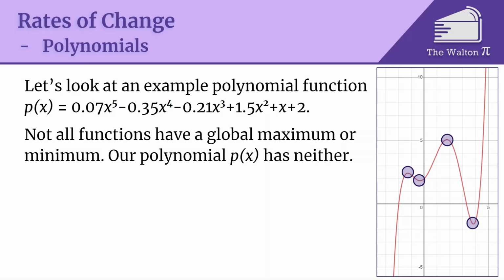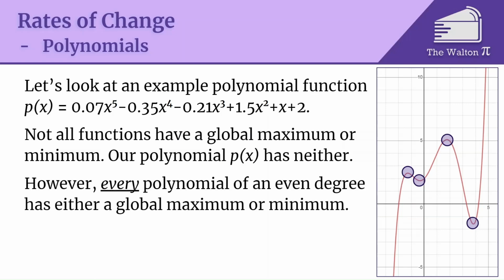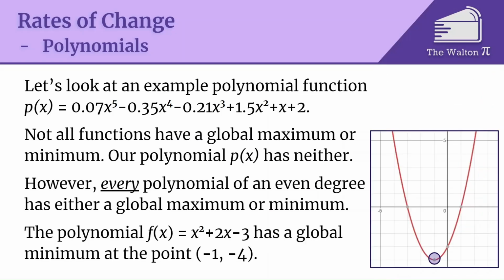Now, not all functions have global maximums or minimums, as we've just seen. However, every polynomial of an even degree has either a global maximum or a global minimum. Now, our function p of x is a polynomial of degree 5. 5 is not even, so we are not guaranteed a global maximum or minimum. However, if we look at f of x equals x squared plus 2x minus 3, that's an even degree polynomial, x to the 2nd, okay? And so that has a global minimum at the point -1, -4.